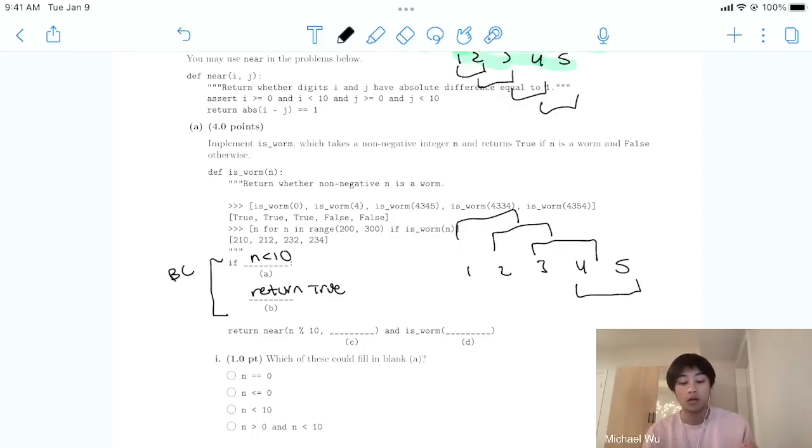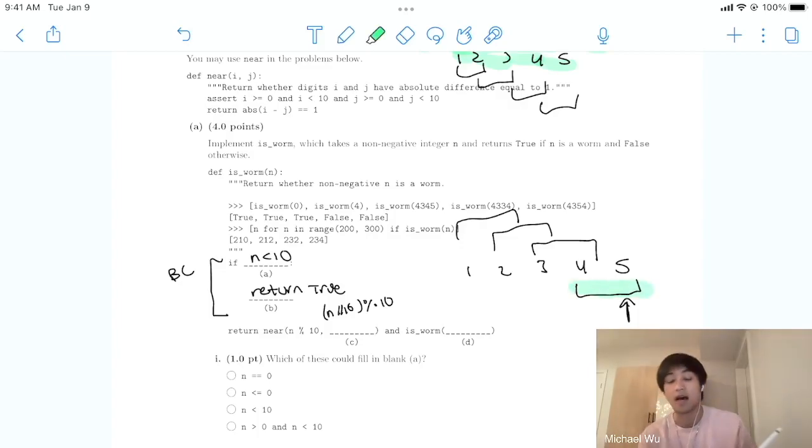So if you look at the skeleton code that they provided, they've essentially given us a template for doing exactly this. So we're calling near on n mod 10, which is 5, and we need to compare it to the second to last digit, which is 4. So how do we get to the second to last digit? Well, you do n floor divided by 10, and then take that mod 10. Okay, so that essentially did this for us.